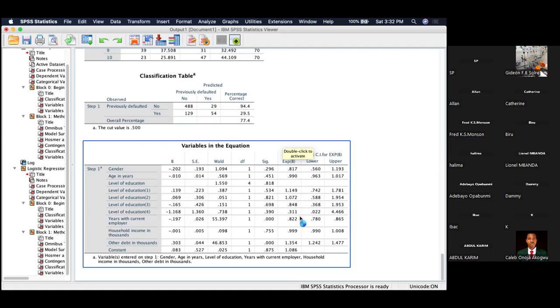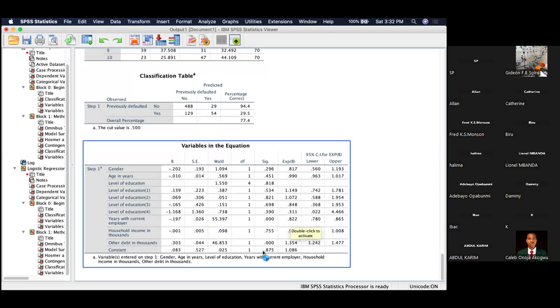Now, if you look at the significant ones, let me use that one to explain. Look at this: years with current employer is statistically significant, and we have the odds ratio to be 0.82. So meaning the odds of defaulting decreases with an increase in years, because the B coefficient here is negative.